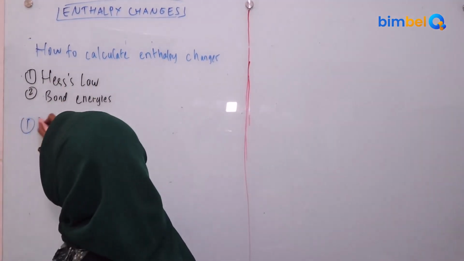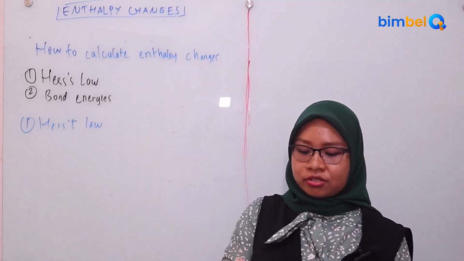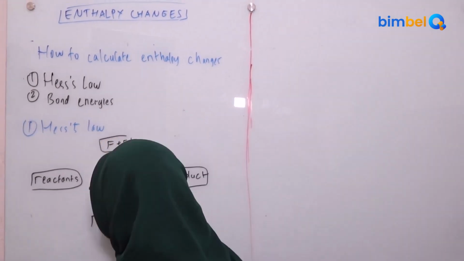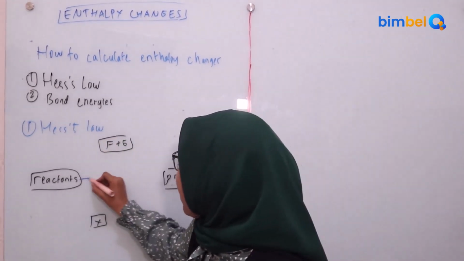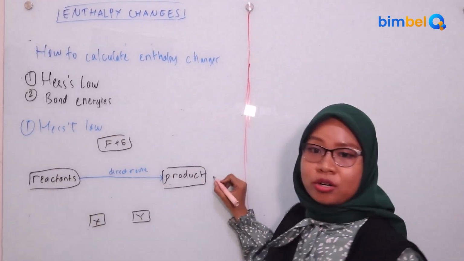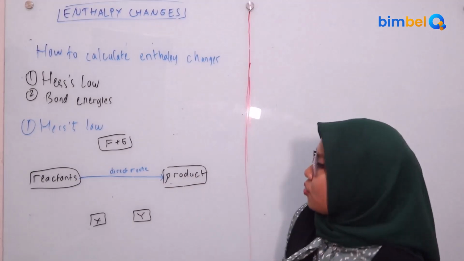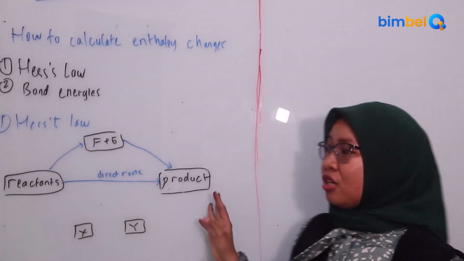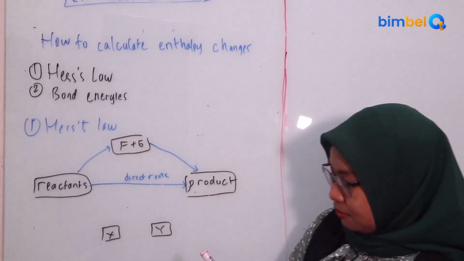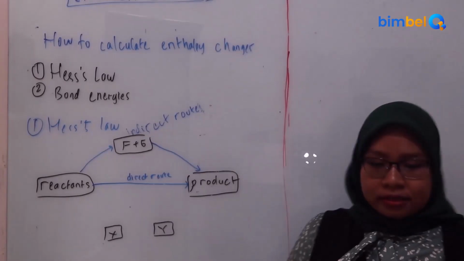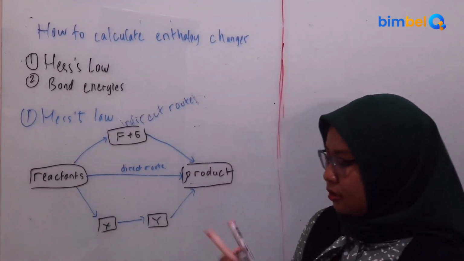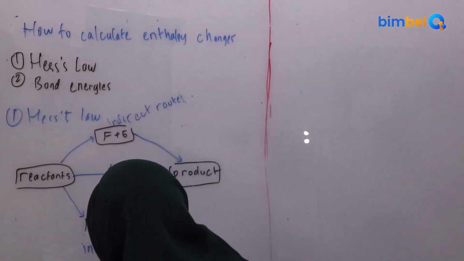Firstly, Hess's law. To help you understand Hess's law, I'm going to draw the Hess cycle: the reactant and the product. The first one is the direct route, where the reactants directly react to obtain the product. And there is also this one: before it creates the product, there are 2 intermediates, F and G, and we call this an indirect route. And there is also a third one with 2 steps of intermediates, which we also call an indirect route.